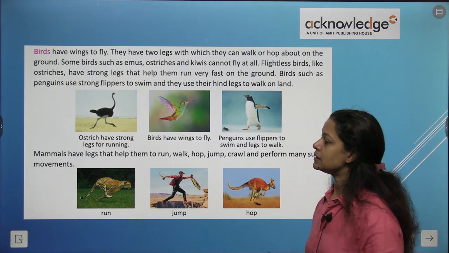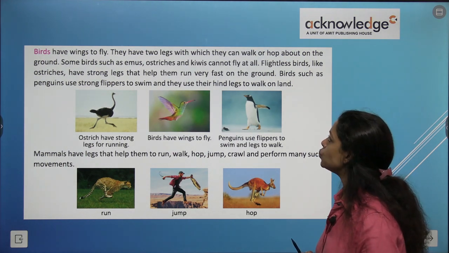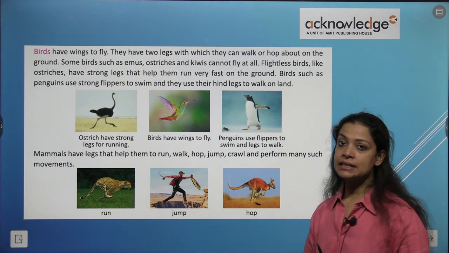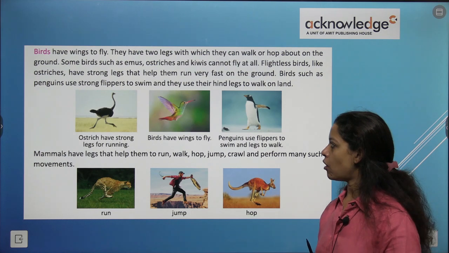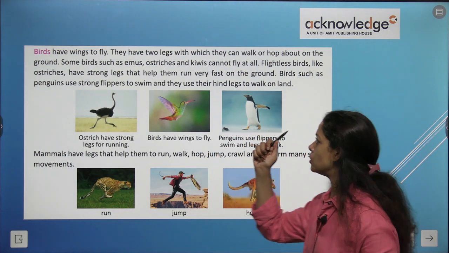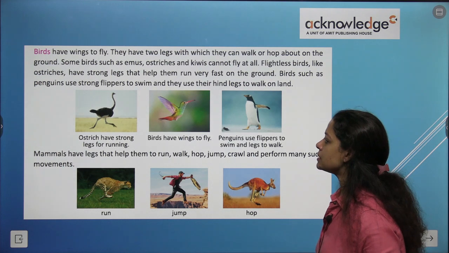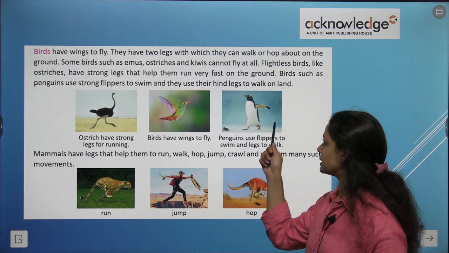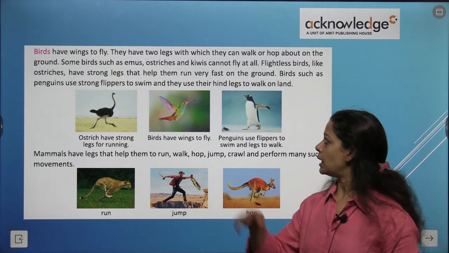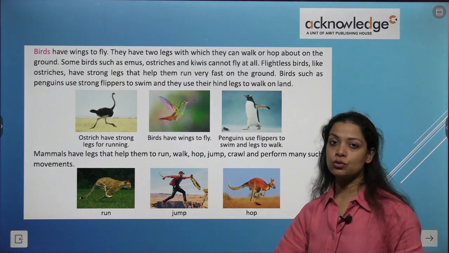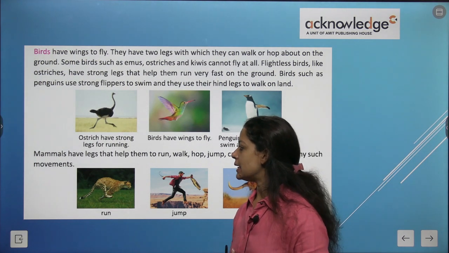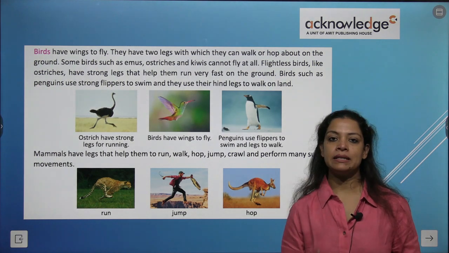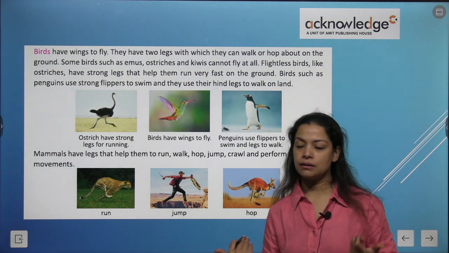Coming to birds, they have wings to fly. They have two legs which help them in walking. Some birds such as emu, ostrich and kiwis cannot fly. They walk using their strong legs and they can also run on the ground. Birds such as penguins use strong flippers to swim, and they use their hind legs to walk on the ground. Mammals have legs that help them to run, walk, hop, jump or perform any kind of activity, like we humans and other animals do.